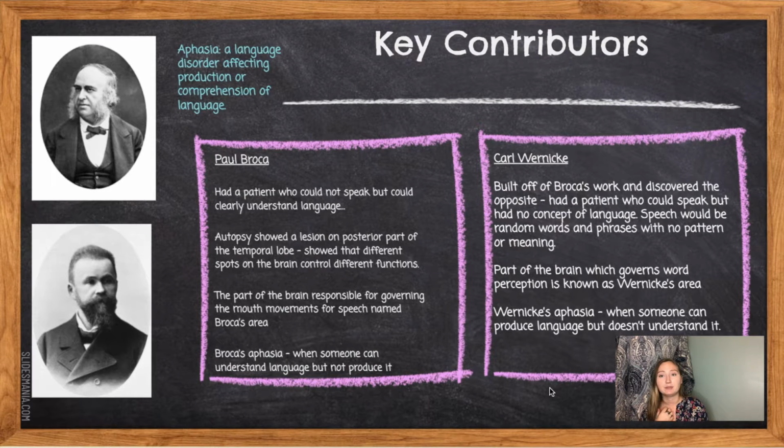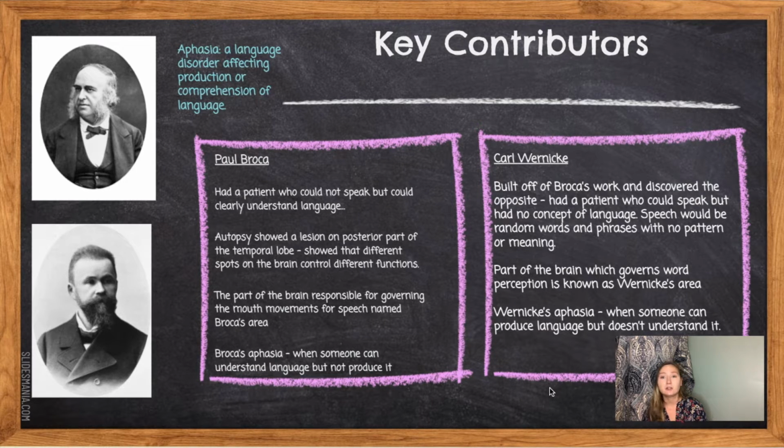This showed that different spots on the brain control different functions. Basically this man had brain damage in a specific area that contributed to him not being able to produce intelligible language. He couldn't speak, but he could clearly understand language, which tells us that language production and language comprehension operate from 2 different parts of the brain, right? The part of the brain responsible for governing the mouth movements for speech is named Broca's area. So it's pretty simple, right? Broca's aphasia is when someone can understand language, but they can't produce it. They can understand what you're saying, but they can't speak.